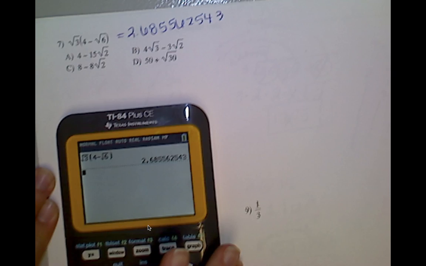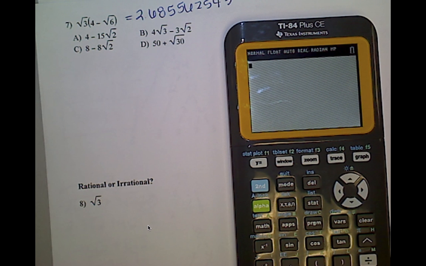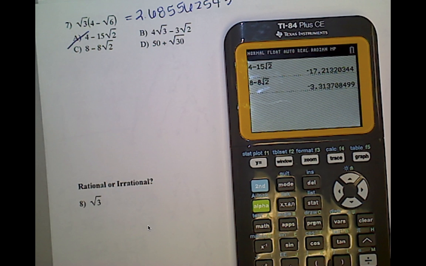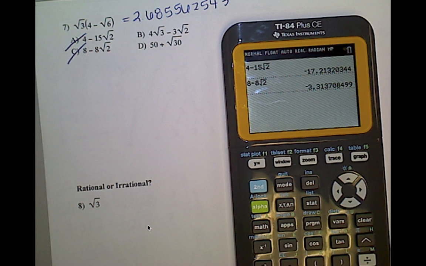So my answer should look like 2.685562543. So I'm going to type all my answers in until I get that decimal. So here's answer choice A. 4 minus 15 on the square root of 2 doesn't match. 8 minus 8 on the square root of 2 doesn't match. 4 on the square root of 3, get out of the radical, minus 3 on the square root of 2.